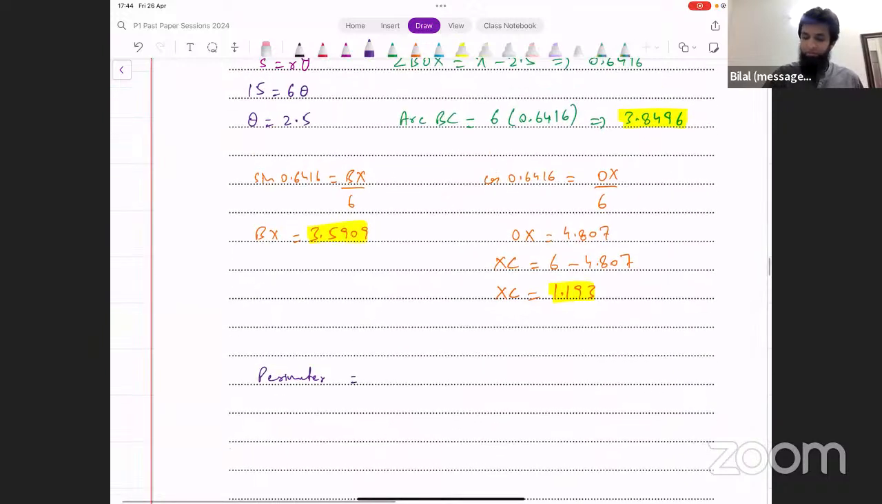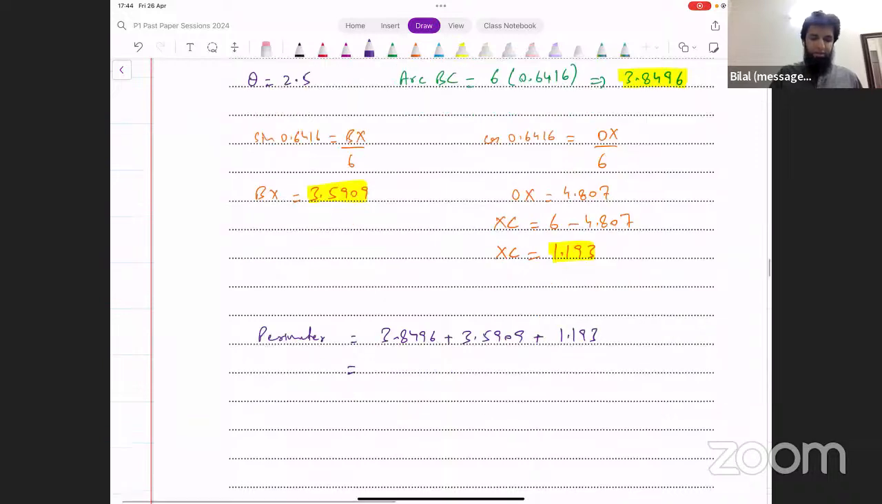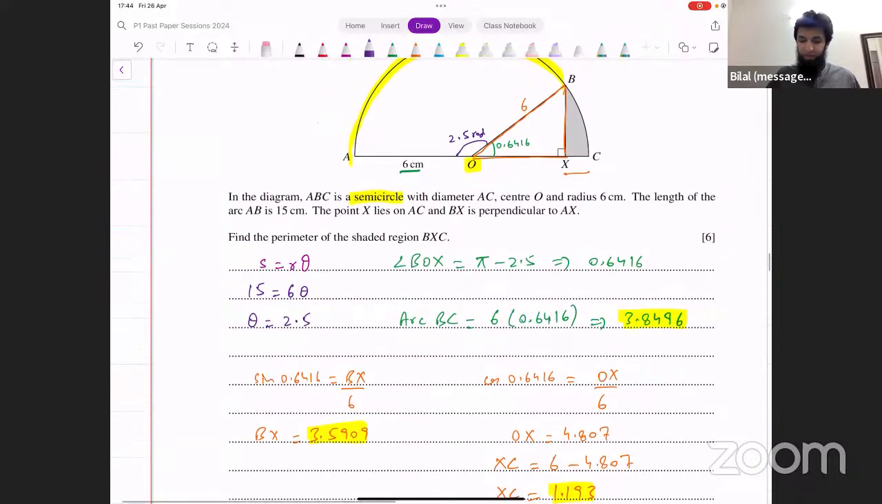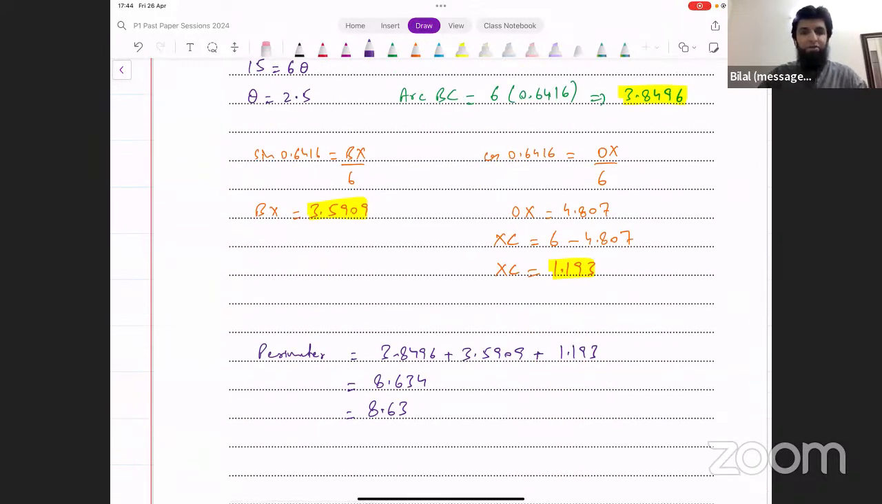It turns out to be 3.8496 plus 3.5909 plus 1.193. And that's giving me 8.634. So it's 8.63, correct to 3 significant figures. That's the perimeter of the shaded region that we were looking for.